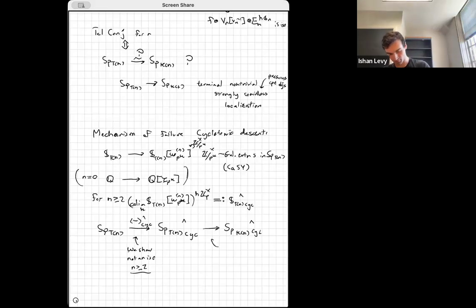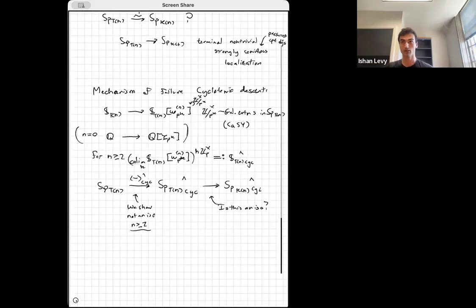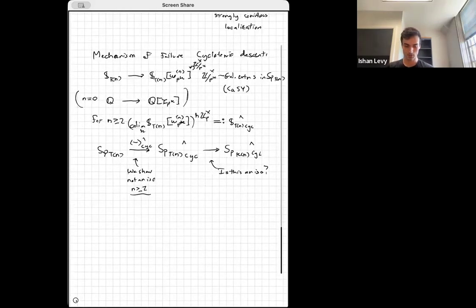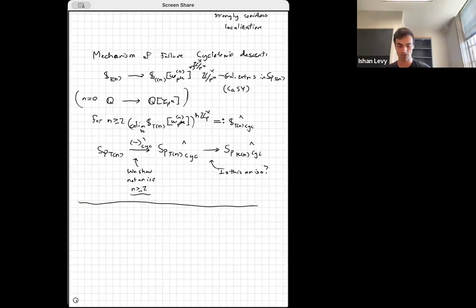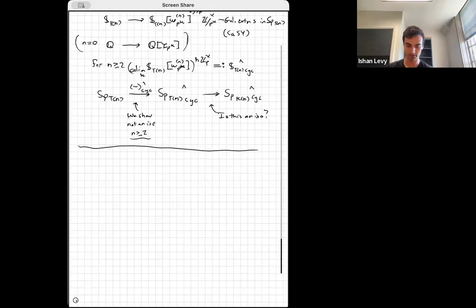And maybe I'll mention that we in fact don't know in general, is this map an isomorphism? It seems to be true at some small heights, but we're not sure in general. But it seems plausible. Okay, so that's the mechanism for the failure of the telescope conjecture. Let me tell you a bit about how we prove it.